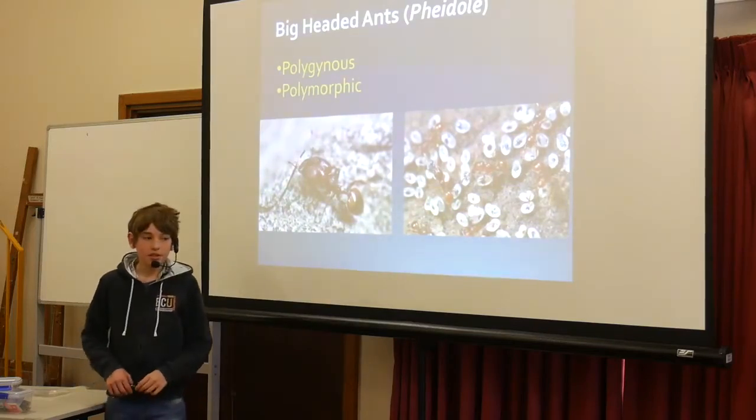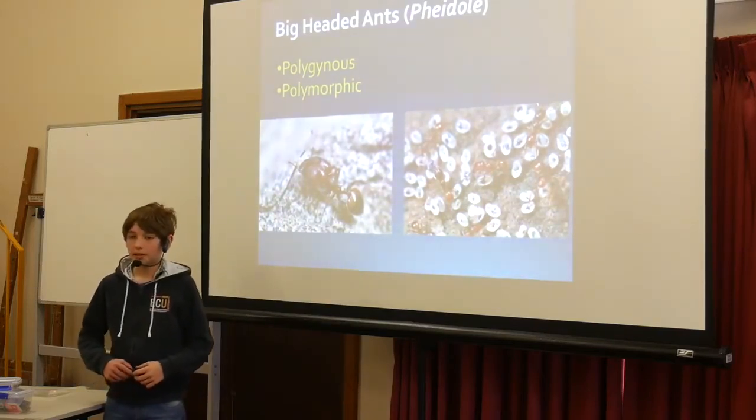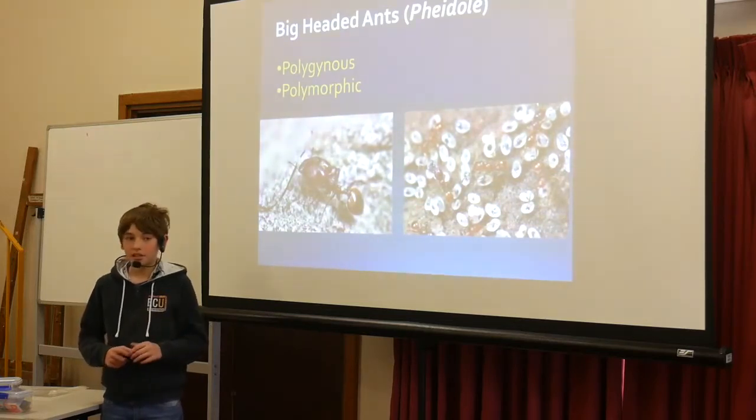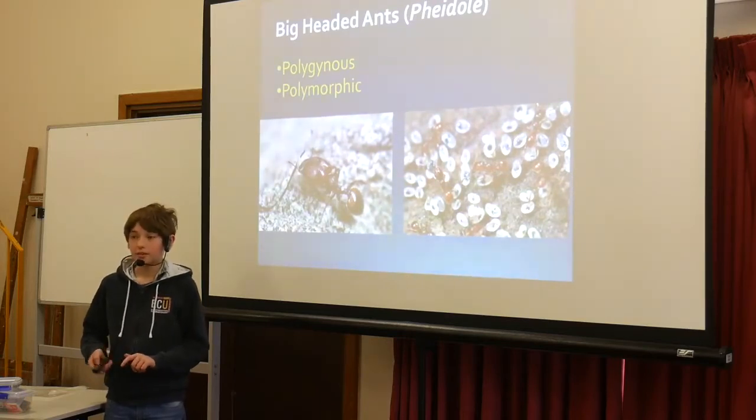So they are polygynous, which means they will have multiple queens, but they aren't highly polygynous. They won't have hundreds of queens, which can happen in some ants. But they will have 3 queens, which is still very large and a lot for an ant.